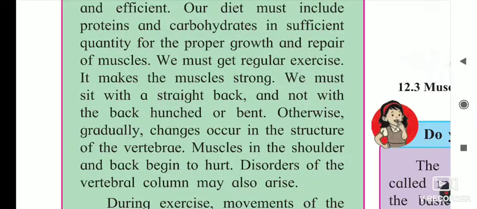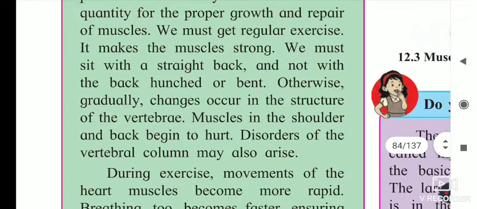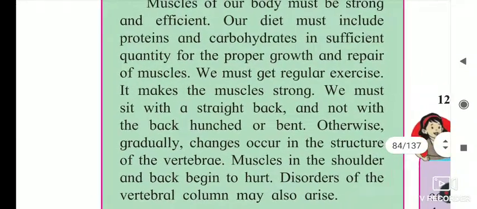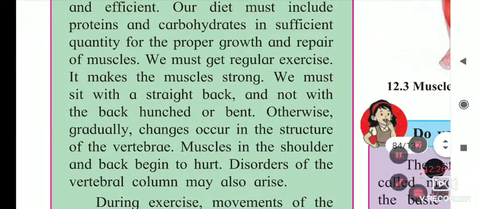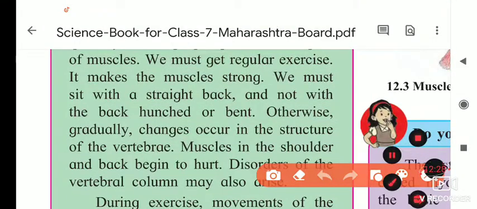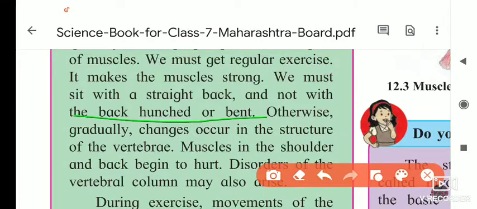Okay. We must sit with a straight back. Don't hunch your back. These are good habits we have to follow to keep our muscles healthy. Now, sit and not with the back hunched or bent. Don't bend or hunch your back. Otherwise, gradually changes occur in the structure of the vertebrae.